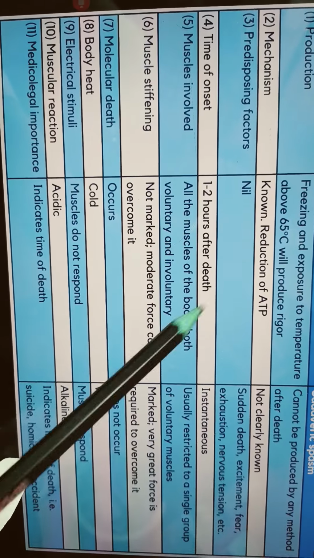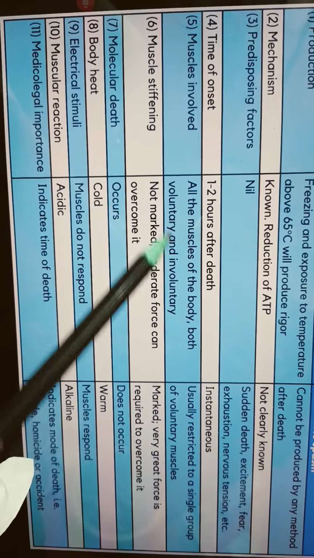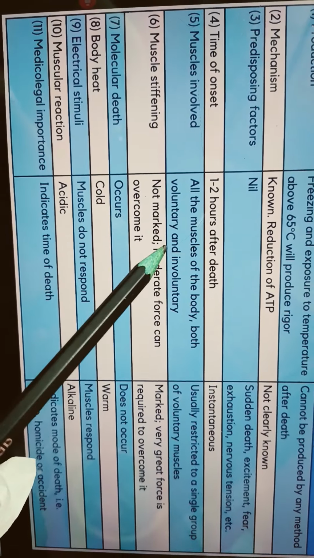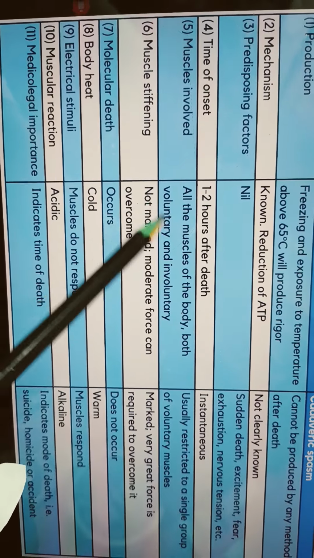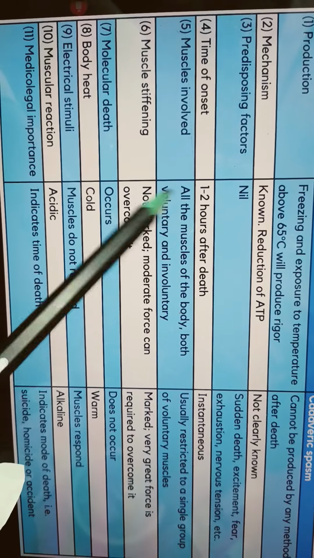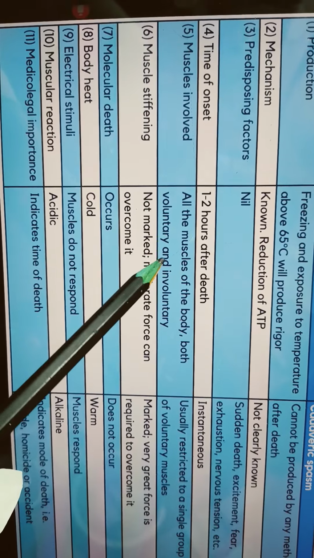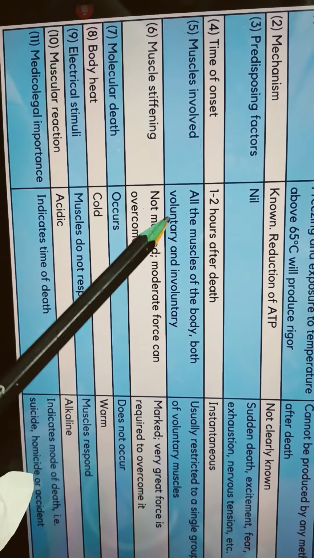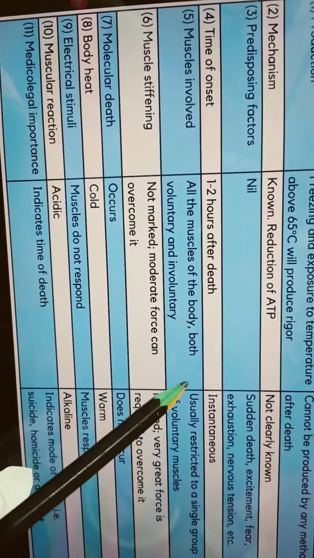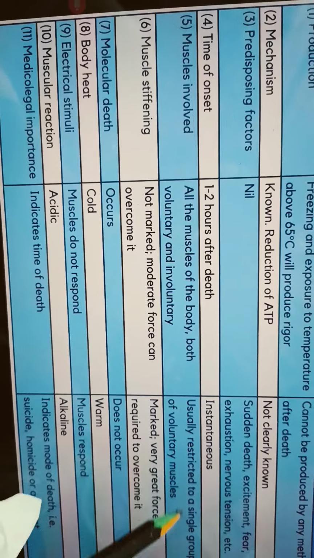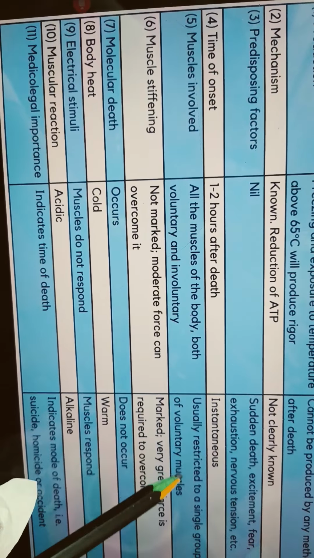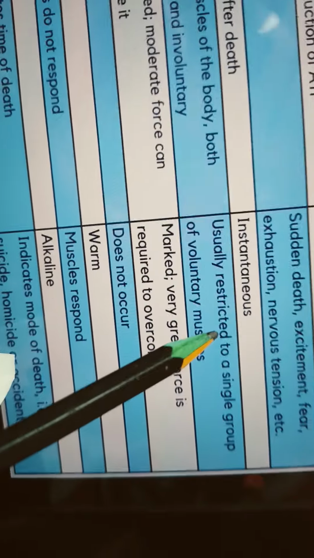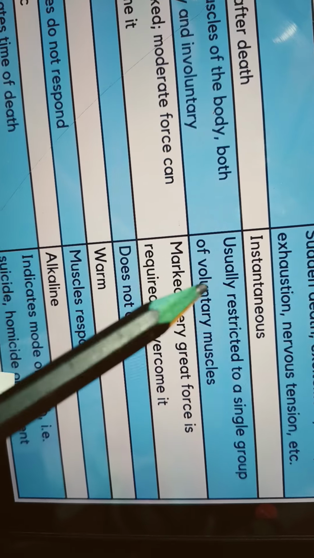Muscles involved: all the muscles of the body, both voluntary and involuntary muscles, are involved in rigor. First, heart muscles become rigid. Then talking about the voluntary muscles, the orbicularis oculi, that is the muscles of the eyelid, will become rigid. In cadaveric spasm, these are usually restricted to a single group of voluntary muscles.